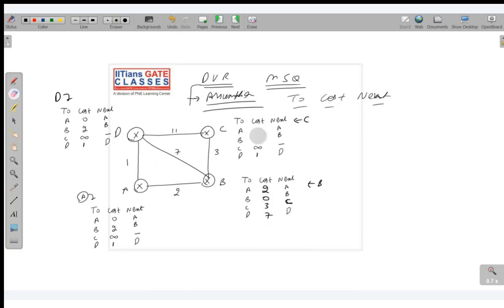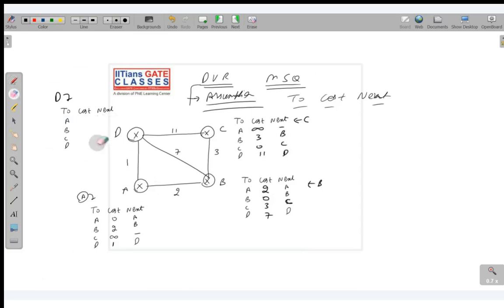No, sir. Understood. Okay. So for C, C to A. C to A, infinity. Next, I do not know. C to B. Cost is 3. Next is B only. C to C. Cost is 0. Next is C only. C to D. Cost is 11. Next is D only.